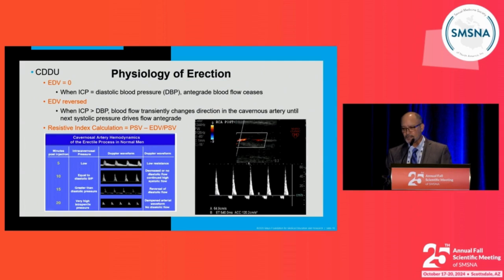When intracavernous pressure equals diastolic blood pressure, antegrade flow in the cavernous artery ceases. So as corporal pressure builds, the diastolic phase actually drops off to zero. When the intracorporal pressures exceed 90 millimeters of mercury or diastolic blood pressure, the flow is actually reversed. So you'll see this reversal indicates high intracavernous pressures.